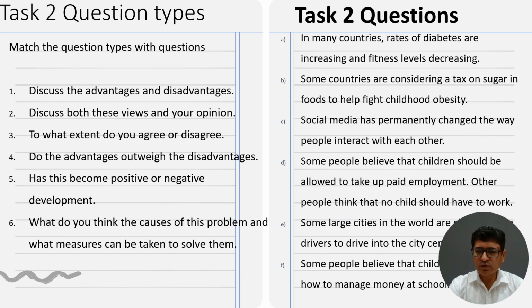So now, before we go any further, what I have done now, I have written essay questions on my right side, on your right side, as you can see on the screen, and on the left there are question types.